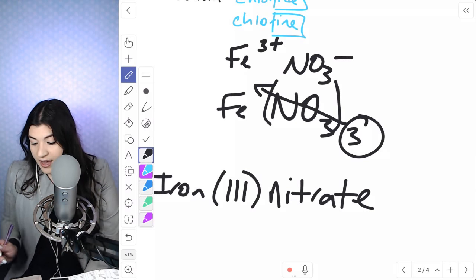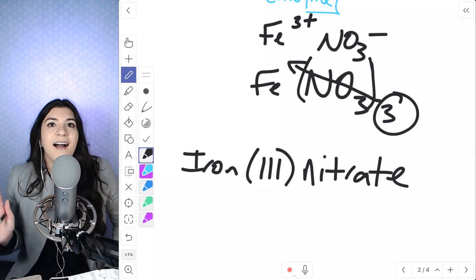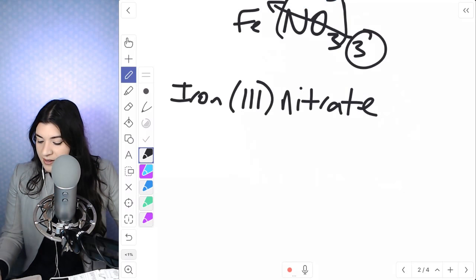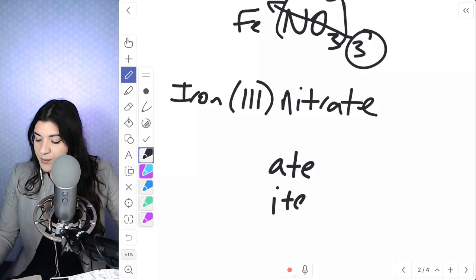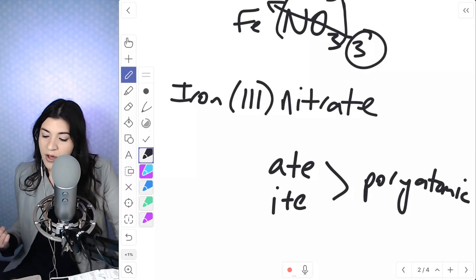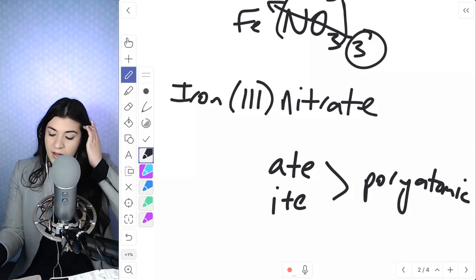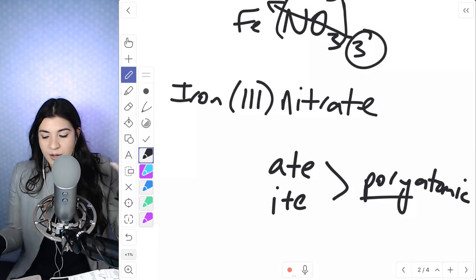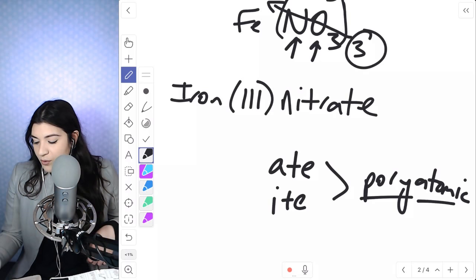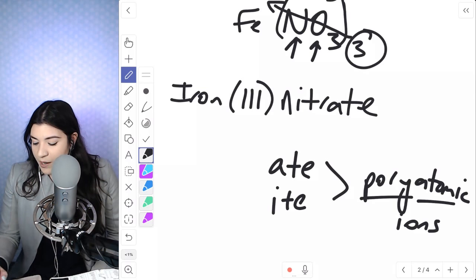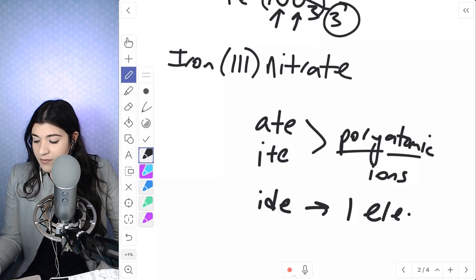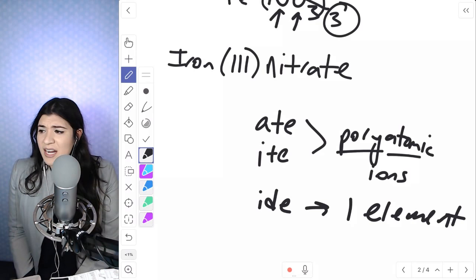Now, instead of placing ide or anything like that, I'm putting that it's a nitrate. Real quick, ate and ite refer to something being polyatomic, meaning there's multiple atoms or multiple elements placed together. Poly meaning many, and atomic, looking at there being multiple nitrogen and multiple oxygen together. And ion, of course, just states that it's charged. However, when it's ide, that refers to it just being one element. All right, so that's the main thing that I want you to focus on with those.